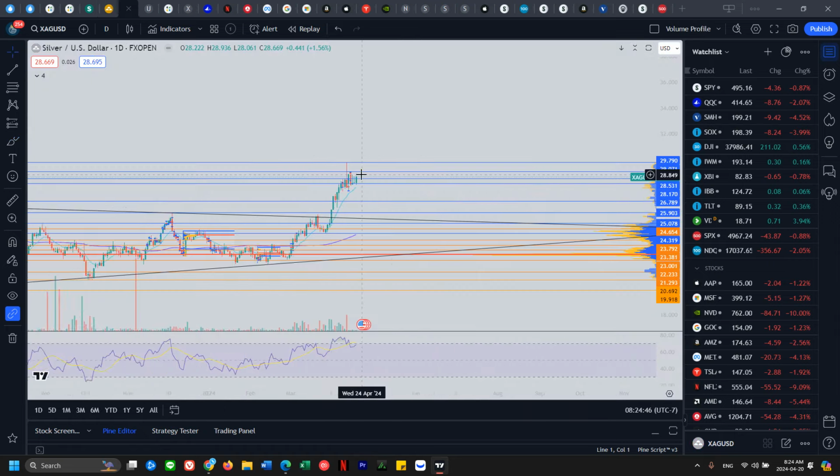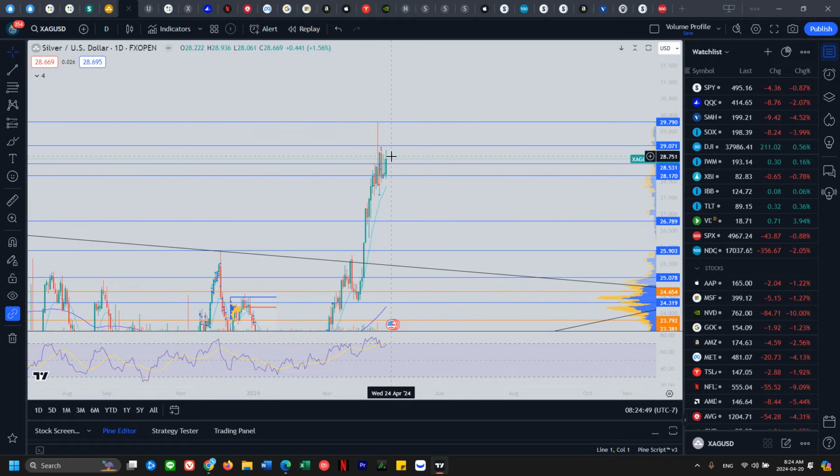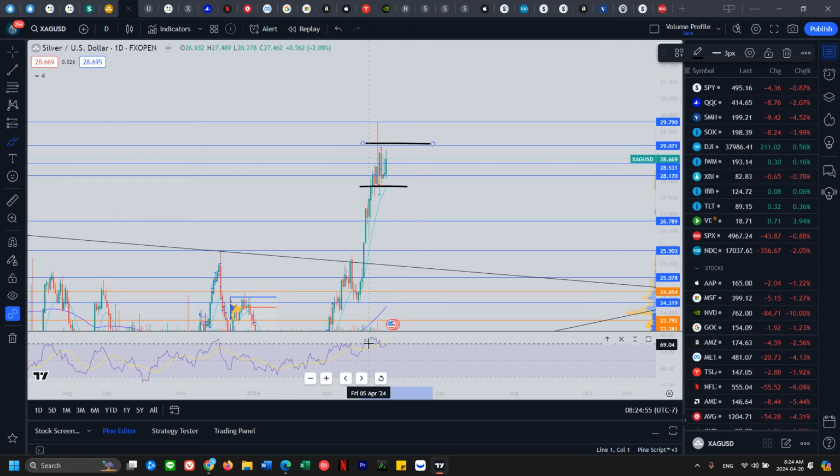Now let's look at silver. Silver outperforming gold. And we're just chopping around this sideways range. Perfect for the bulls. Consolidate sideways. Let things cool off, the RSI and all the indicators, a little bit after such a huge run. And if we consolidate long enough, then it's easier for the bulls to take another leg up.